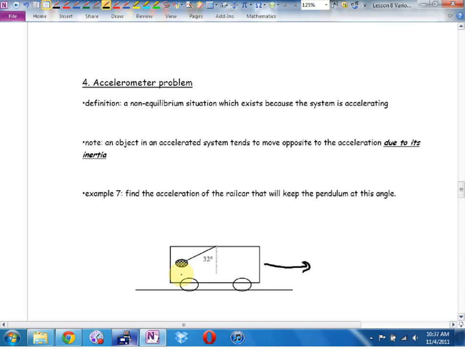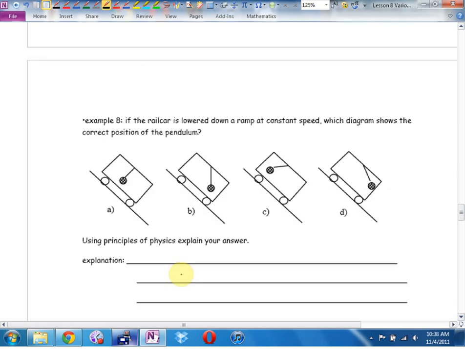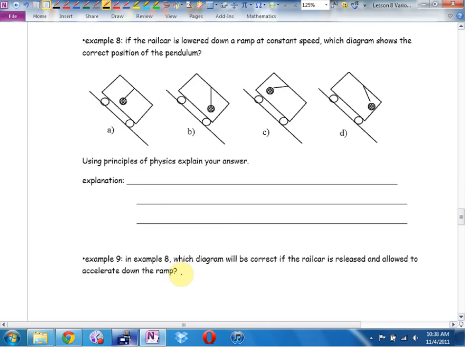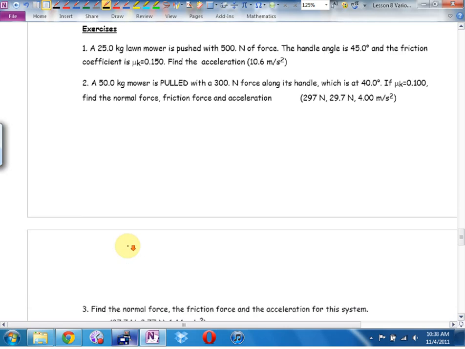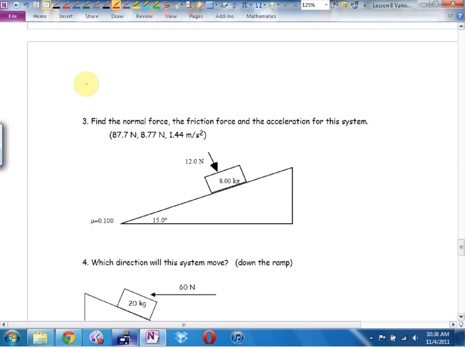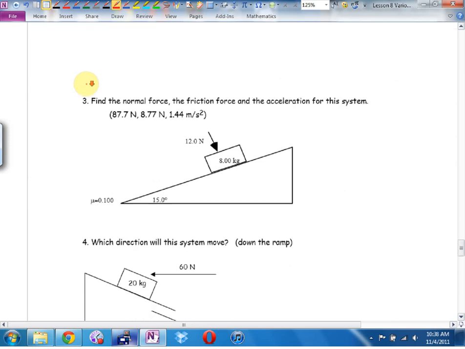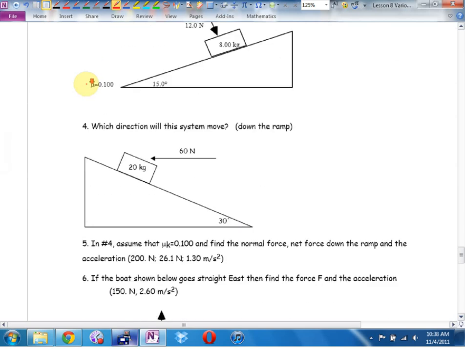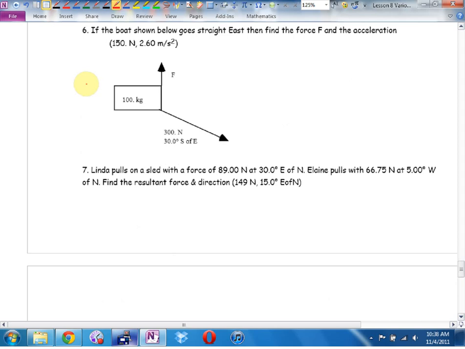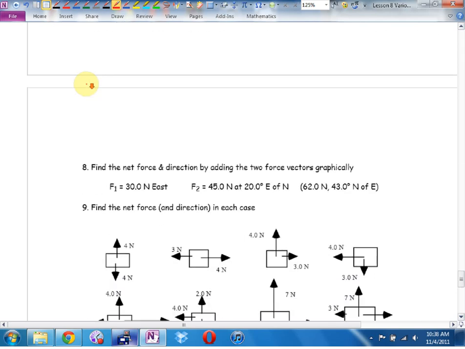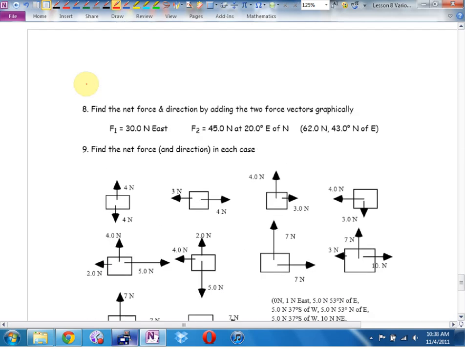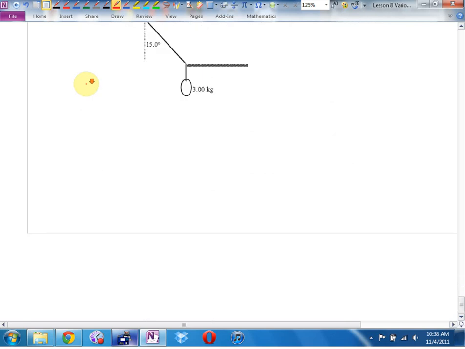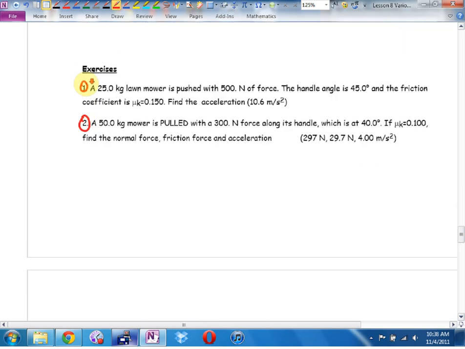So we're not going to worry about example 8 and example 9. I'm going to do this. Number 1. Number 2. Number 3.